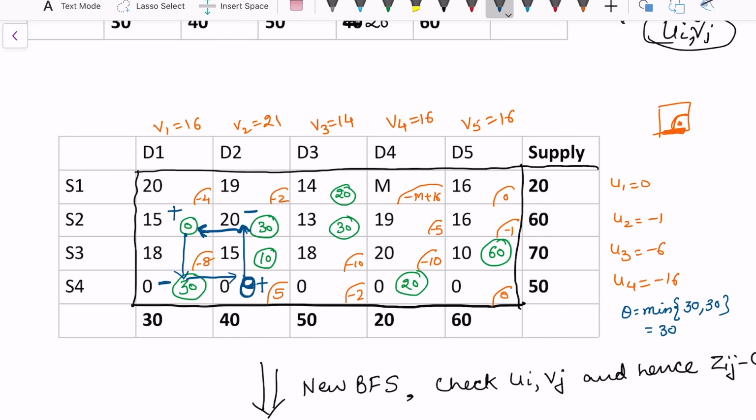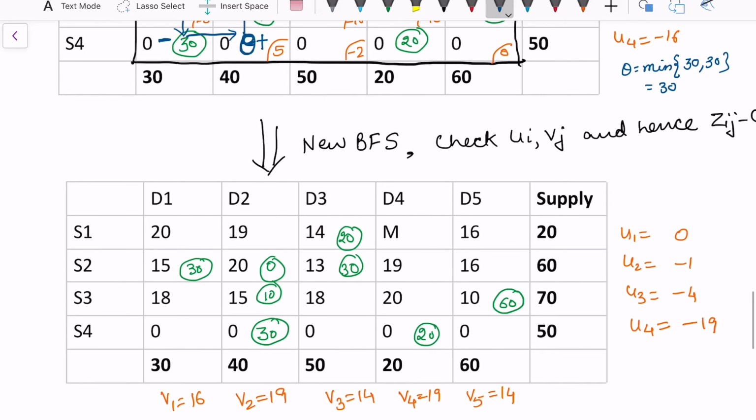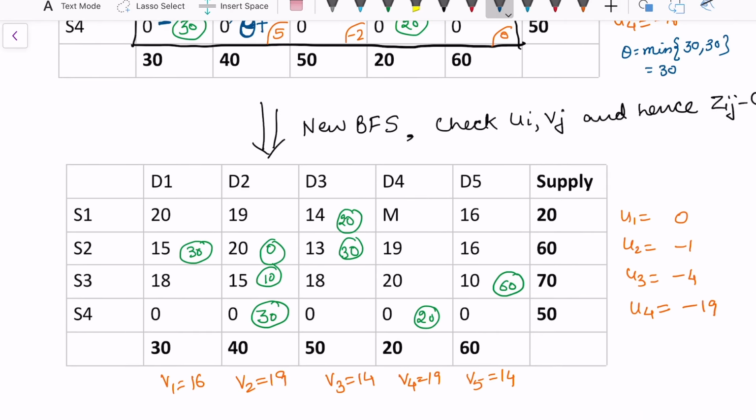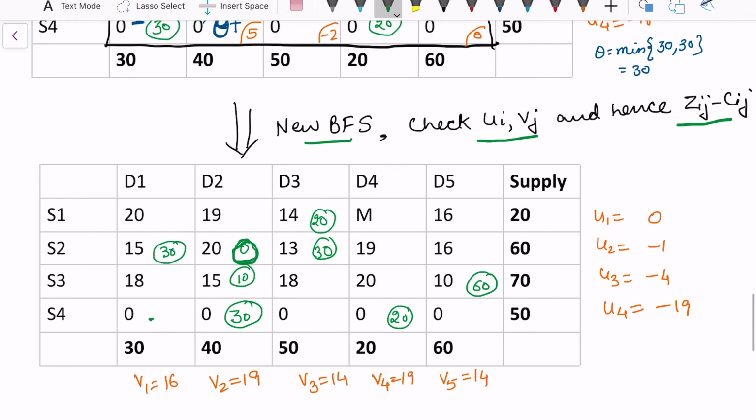So in this case, I now get the table as this one, and I have here a 0. You see here, this is 0, and now this cell is my non-basic cell. And then again, for this BFS I need to check UiVj, and hence I need to check Zij minus Cij. So again I will repeat the process for the calculation of Zij minus Cij.